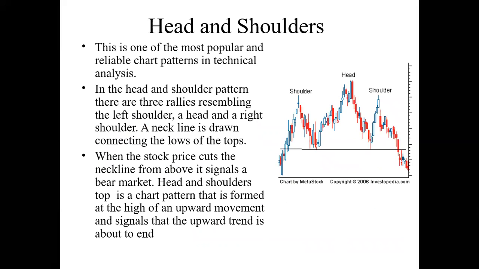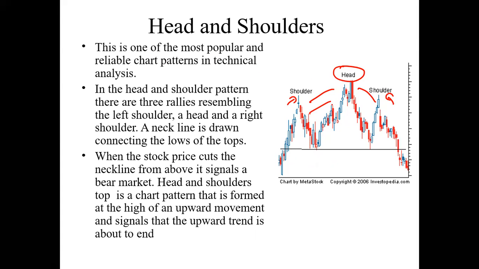Next comes the head and shoulders. We can easily identify this with the help of a chart. We can see this as shoulder 1, this as shoulder 2, and this part as the head. So this is called head and shoulders. This is one of the most popular and reliable chart patterns in technical analysis, and most people use it. In the head and shoulders pattern, there are three rallies: the left shoulder, a head, and a right shoulder. A neckline is drawn connecting the lows of the tops.